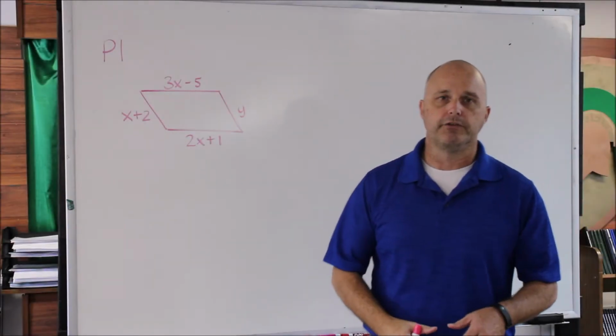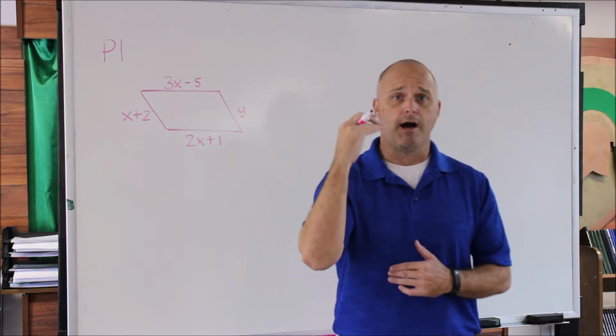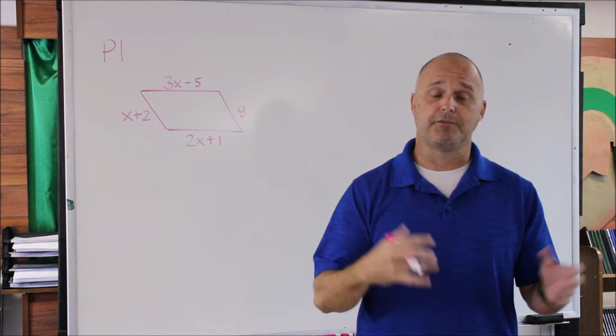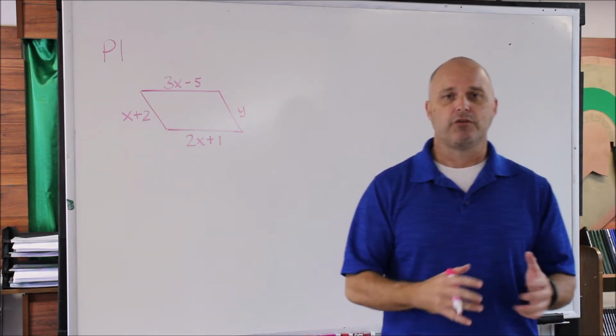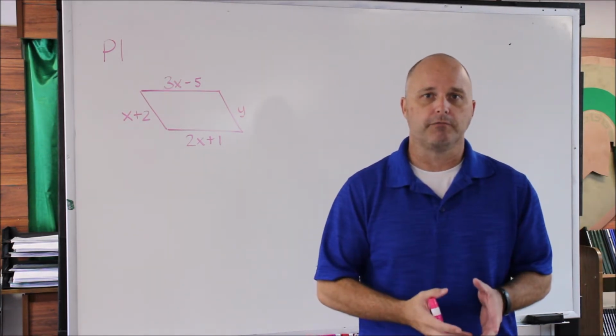In the last section, you learned all about the properties of parallelograms. And so we know that opposite sides are going to be parallel, opposite sides are going to be congruent, opposite angles are going to be congruent, diagonals are going to bisect each other. So we've got a lot of different properties that you've learned for parallelograms.